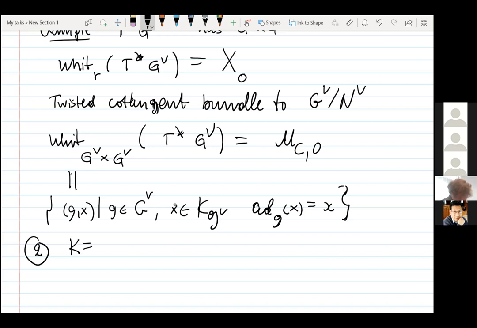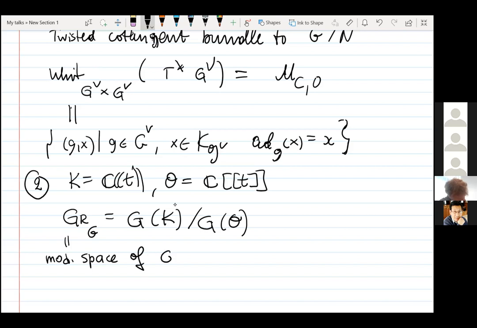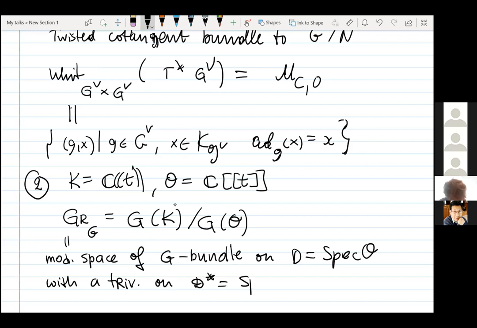As usual, let K be the ring of Laurent power series, and O is its ring of Taylor series, kind of the ring of integers. Then the affine Grassmannian of G is the quotient G of K mod G of O. For future purposes, you can think about it in a fancier way: this is the moduli space of G-bundles on the formal disk, which is by definition spec of O, endowed with a trivialization on the formal punctured disk, which is by definition spec of K.